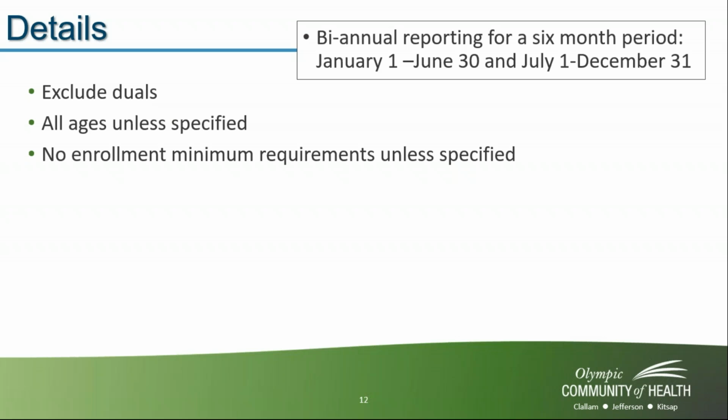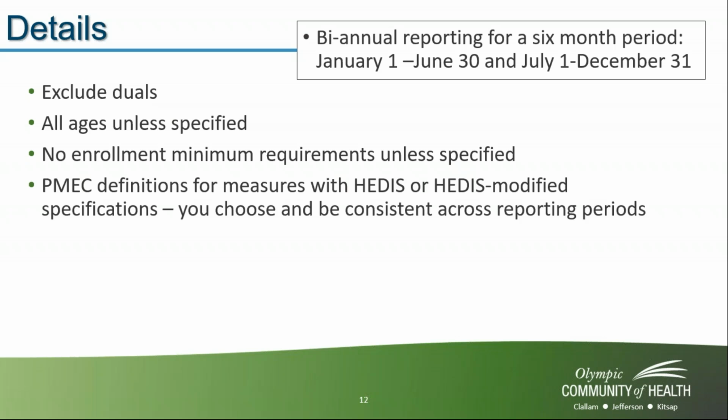Additionally, for some measures, there are Medicaid enrollment requirements, the number of continuous months or other types of specifications. And when those exist in the definitions, we ask that you adhere to those. But if they are not listed, there are no minimum requirements, and we just ask that you report on everyone.